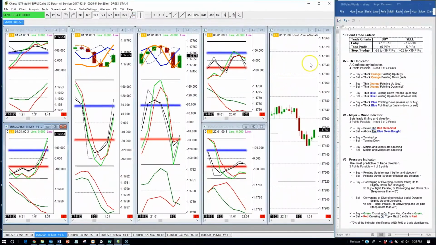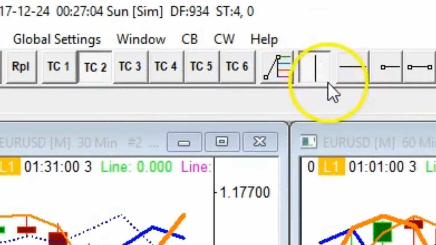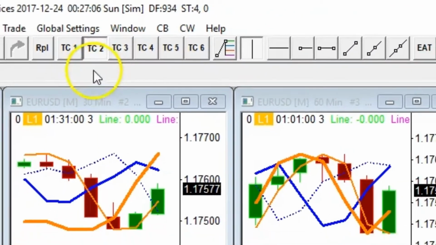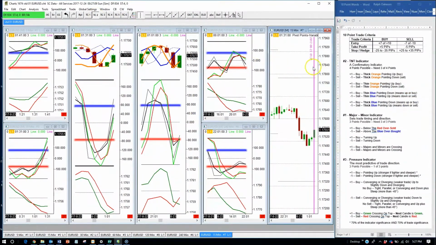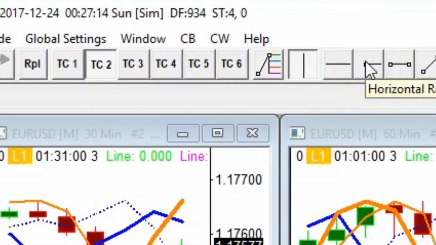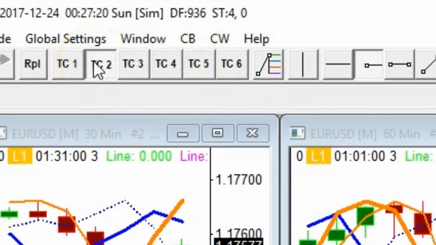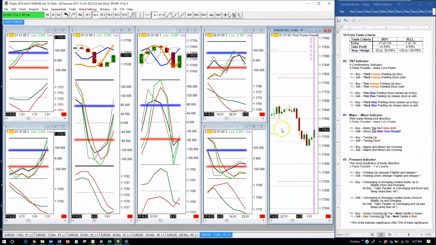So we want to put in a timestamp to make it easy to know which of these indicators or which of these candles we started. And we did that by clicking on the vertical line, and in this case we chose the pinks because it's a high contrast color. So let's go over and set our price by clicking on the horizontal ray tool, and we want that high contrast color, so we're going to click on TC2, and I'm going to click out here so that I get the line, and then if I click, I place the line.